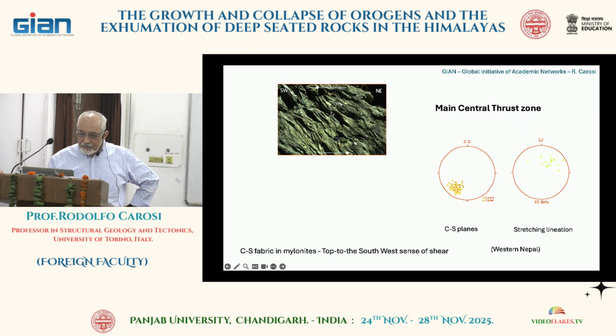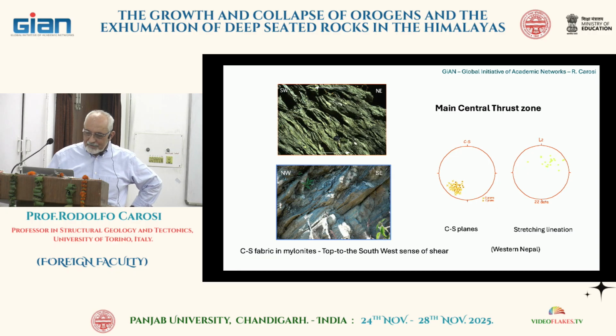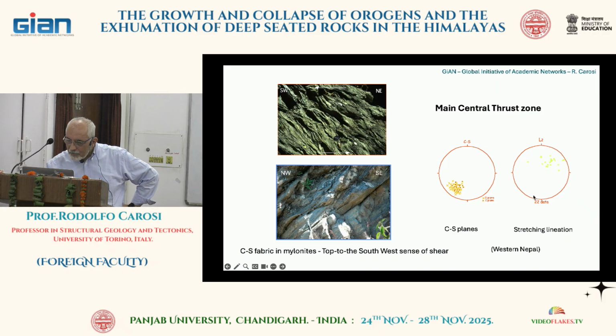This is a picture of the Main Central Thrust with SC fabric with a very large distance. This is a lens cap, and you can see the distance between C planes here, maybe 20 centimeters, so very, very huge SC fabric, or some asymmetric boudins in quartzite like this. And usually the stretching lineation, which we can see a little bit here, deformed, is northeast plunging, sorry, and the SC fabrics are subhorizontal. You can see the pole here.